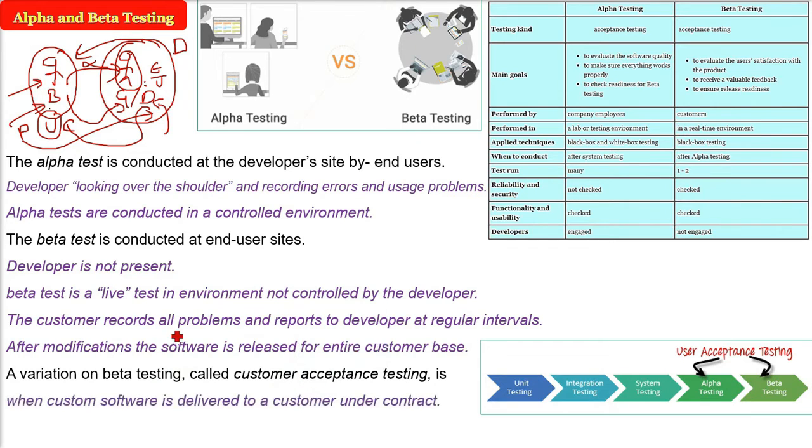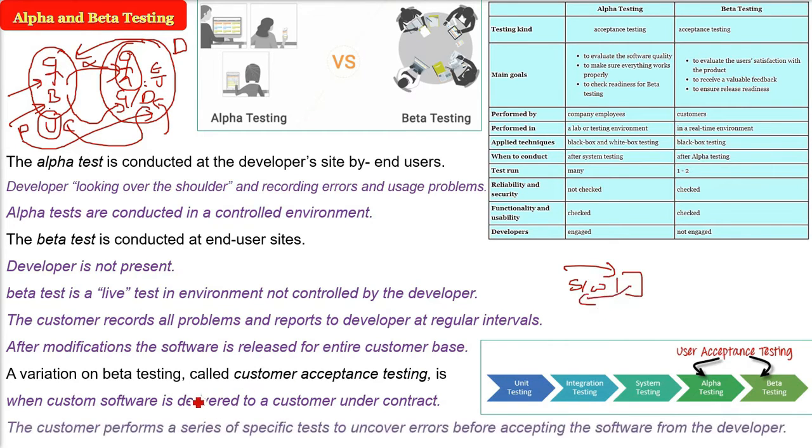There is also a variation of beta testing, called customer acceptance testing. This is when custom software is delivered to a customer under contract. So custom software is given, and now the customer wants to accept it. So the customer will perform a certain series of specific tests in order to find errors before accepting the software from the developer or the development team. This is a variation of beta testing, and that is called customer acceptance testing.